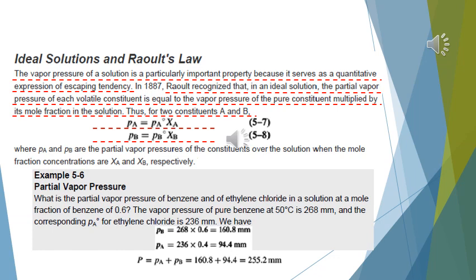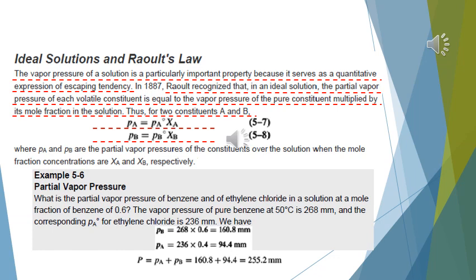Now, example 5.6 shows how to calculate the partial vapor pressure of the different constituents in the solution. In this example, the question is, what is the partial vapor pressure of benzene and of ethylene chloride in a solution at a mole fraction of benzene of 0.6? In this case, the vapor pressure of pure benzene at 50 degrees centigrade is 268 millimeters, and that of ethylene chloride is 236.